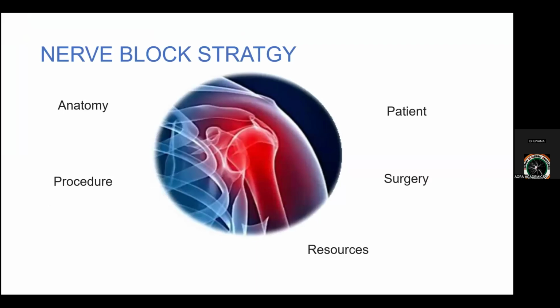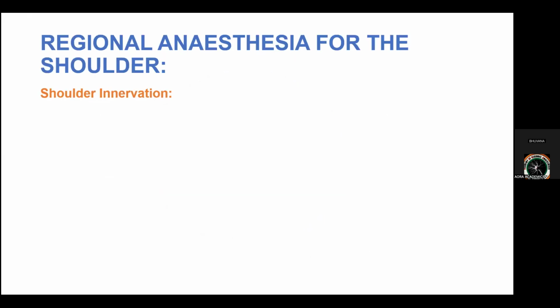When planning anesthesia for the shoulder, we need a structured strategy with five key factors. One is the anatomy and procedure, whether it is a daycare, ambulatory or minor procedure, and patient factors, especially respiratory compromise, and whether the surgery is open or arthroscopic. Based on the resources, we need to decide the nerve block strategy.